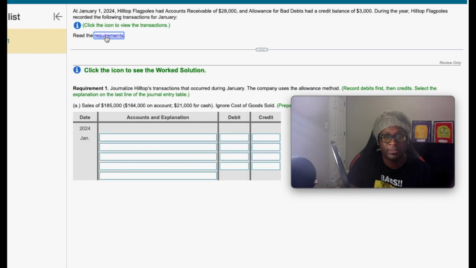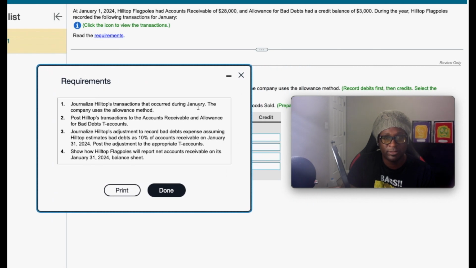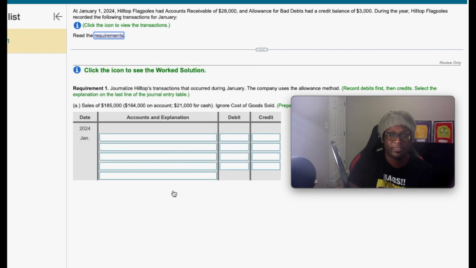And the requirements tell us to journalize Hilltop's transactions during January, using the allowance method. They want us to post some stuff to the T accounts. They want us to make an estimate based on 10% of receivables, then post that to the T accounts, and then they want to know how it's going to look on the balance sheet. Easy breezy, gang, because accounting is a joke, and I'm here to teach you the punchline.